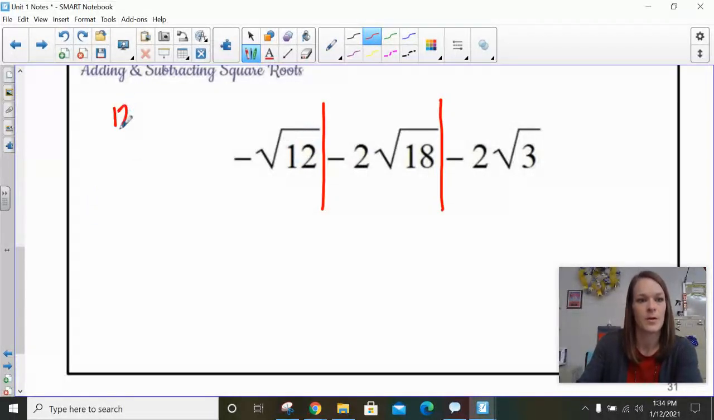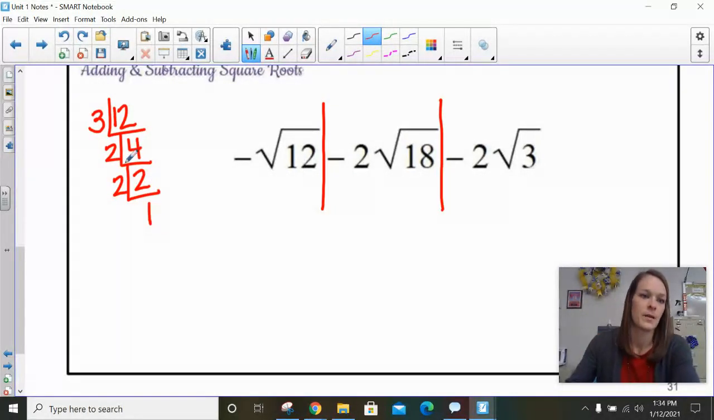So I'm going to start up here with this 12. I can divide by 3 and get 4, divide by 2 and get 2, divide by 2 and get 1. So I have a pair of 2s that will come out. This 2 will come out with this negative that was there. So I'll have a negative 2 radical and then a 3.